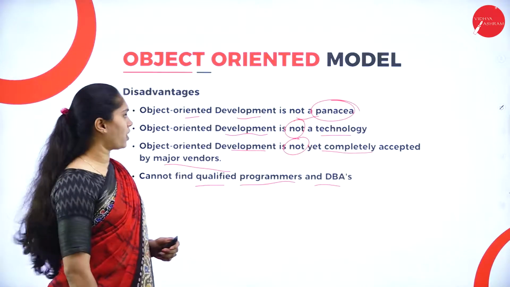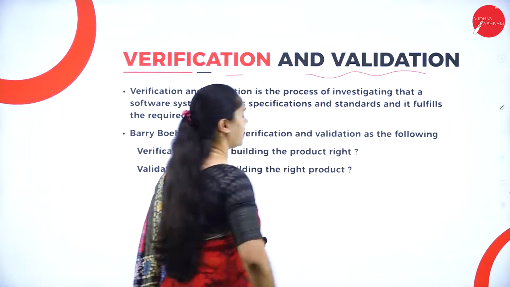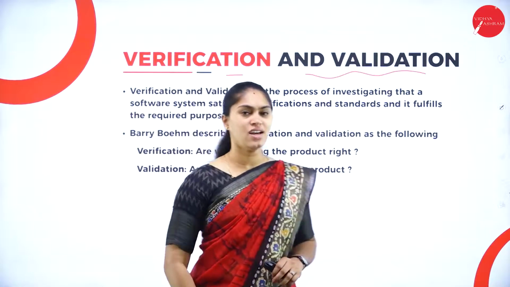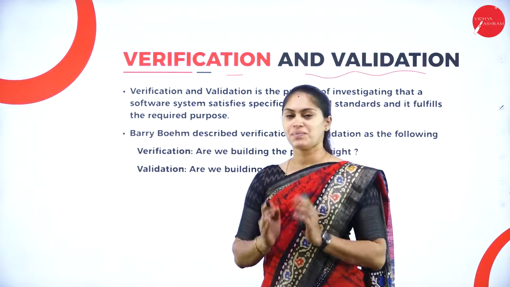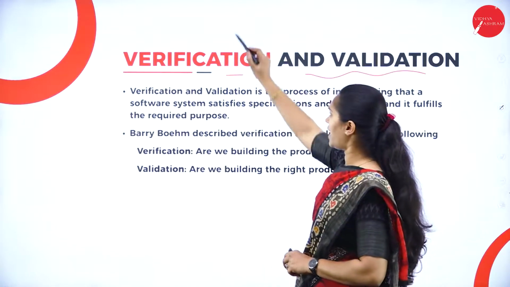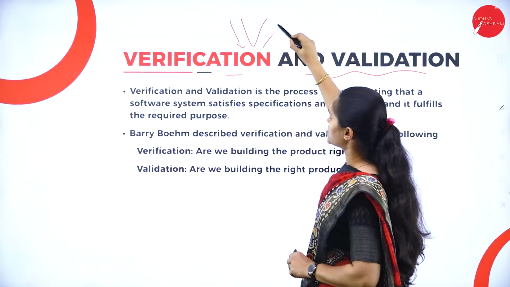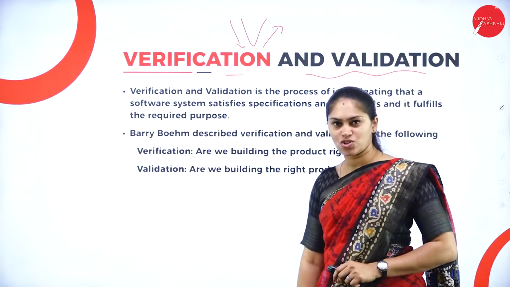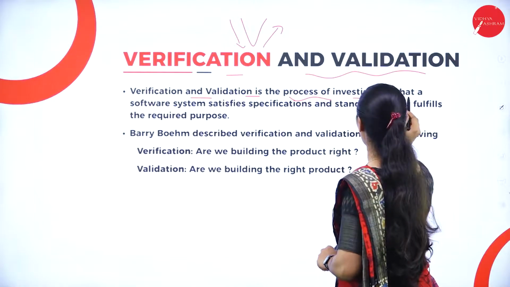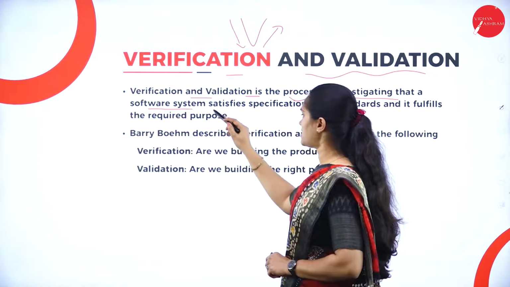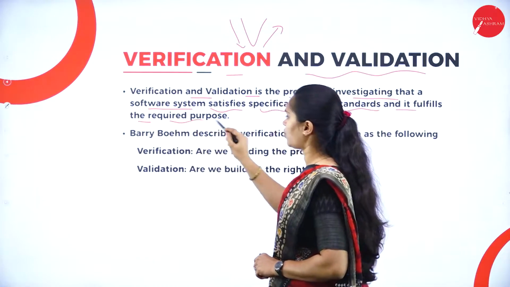We'll see the next one, that is verification as well as validation modeling. Here verification and validation form a V. That's why we call this model the V model as well. This side it is verification, this side it is validation. Verification and validation is the process of investigating that a software system satisfies the specification and standards and fulfills the required purpose.